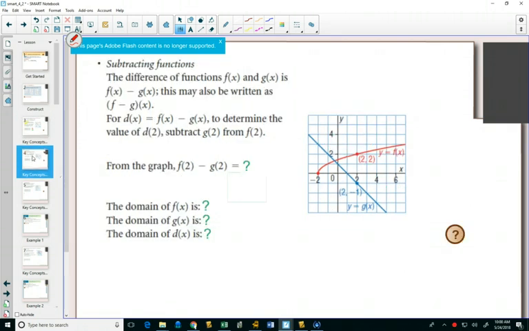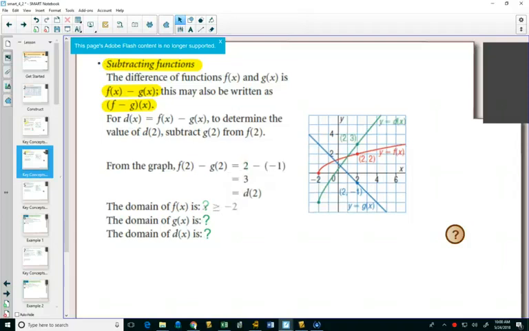Subtracting functions. Again, pull out our highlighter. Nice notation, not nice notation. Same thing. Our green graph will be restricted because our red graph is restricted. The domain of our green graph is also restricted.